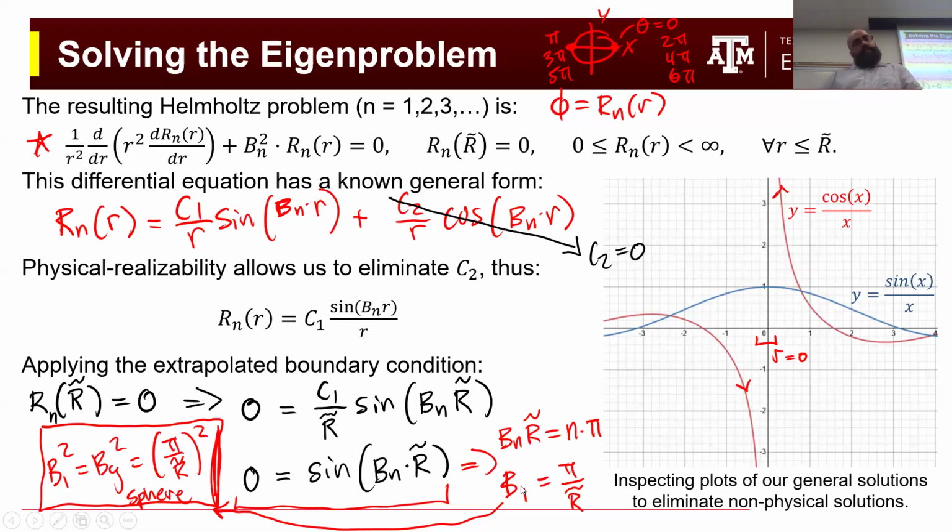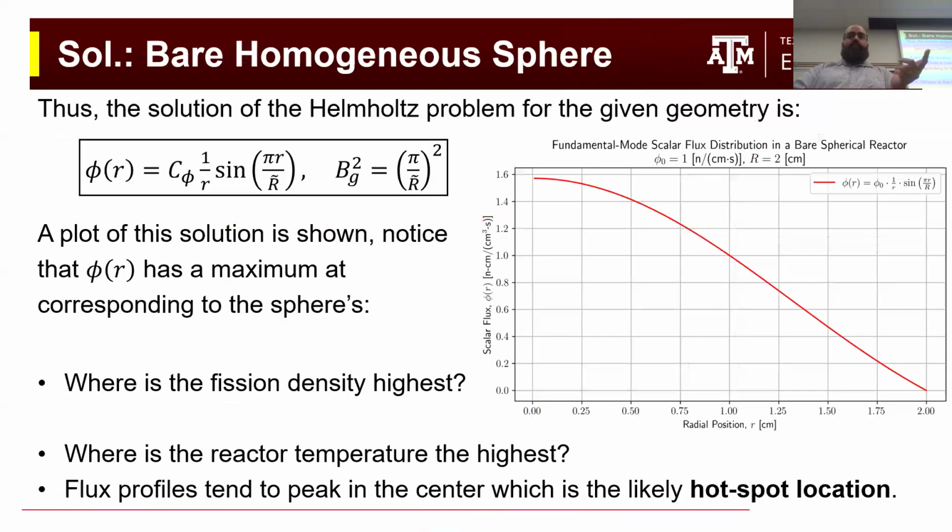And that basically finishes our solution because for the fundamental mode, B_n is B1, which is pi over R tilde. Well, B_n by itself is just pi over R tilde. If I square it to get the buckling, then it's pi over R tilde squared. But the C1 is just a constant. That's going to get lumped with my flux magnitude so that if I wanted to say what my general solution is for this fundamental mode eigenfunction for a sphere, it's just going to look like this.